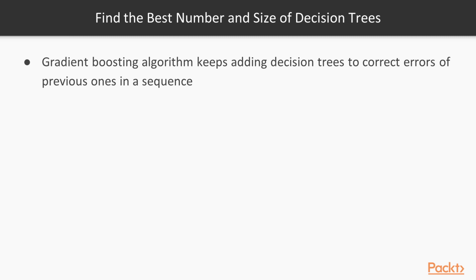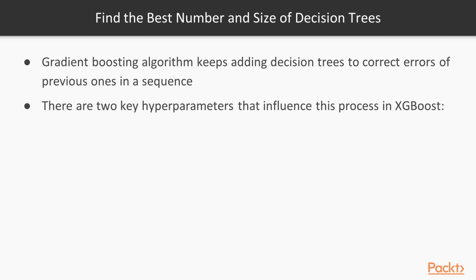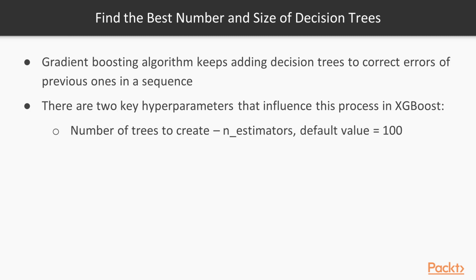In gradient boosting, we keep adding decision trees, and each new tree corrects the prediction errors of the previous ones in a sequence. There are two key hyperparameters that influence this process in XGBoost. The first one is the number of trees to create. By default, we have 100. We use the n_estimators argument when we initialize our XGB classifier to set up this hyperparameter.